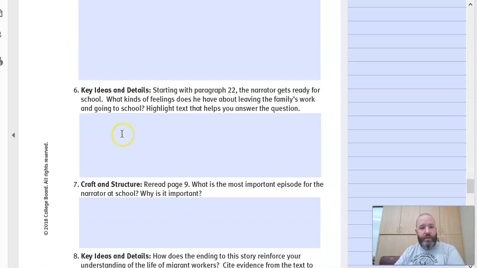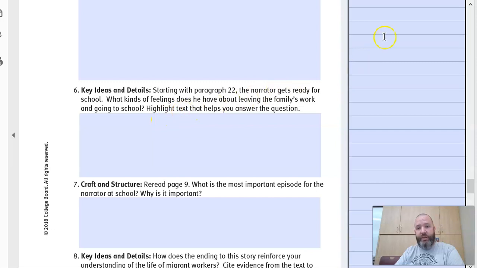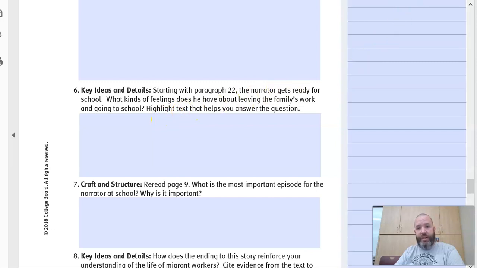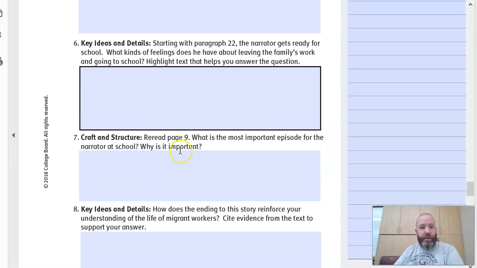Okay, so number 6, starting with paragraph 22, the narrator gets ready for school. What kinds of feelings does he have about leaving the family's work and going to school? Highlight the text. Also, there's a highlight feature. You can highlight the text. I don't think you can see it on mine because I don't have it, but at the top there's a little highlighter, so you can go back and actually highlight the text. So please do that as well.